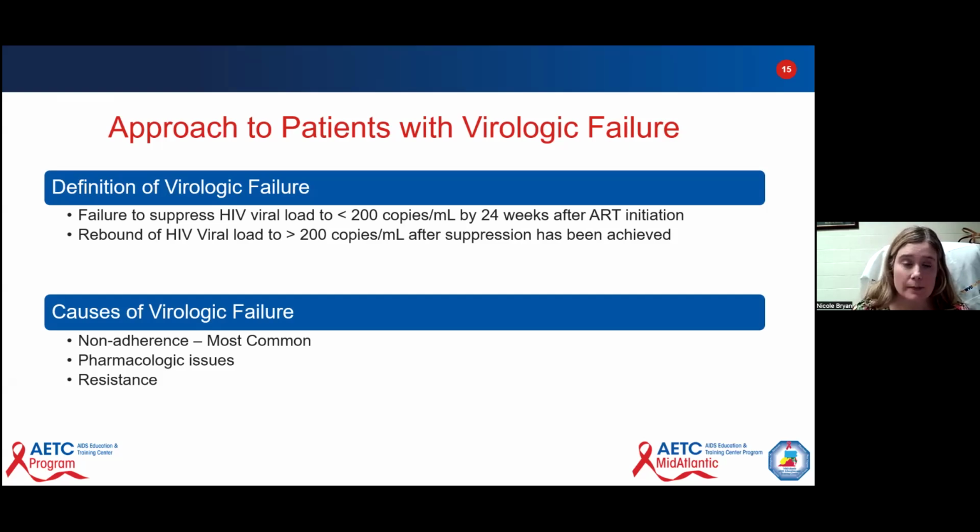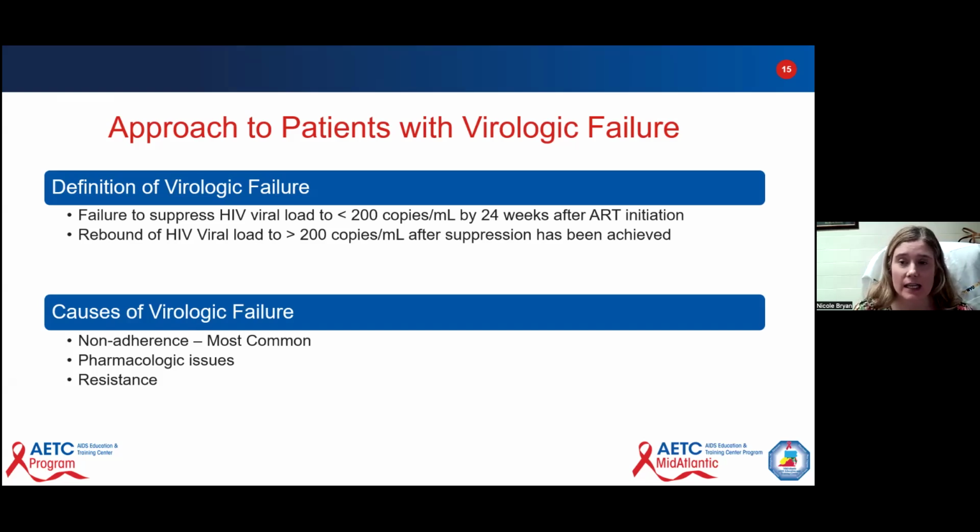So anytime we see a rebound beyond 200 copies after suppression has been achieved, either they never got below 200, or they got below 200 and now they're rebounding, and the question is why. So the most common reason for this to happen is non-adherence. That is by far and wide the most common reason. So the first question is, are you taking your medications?